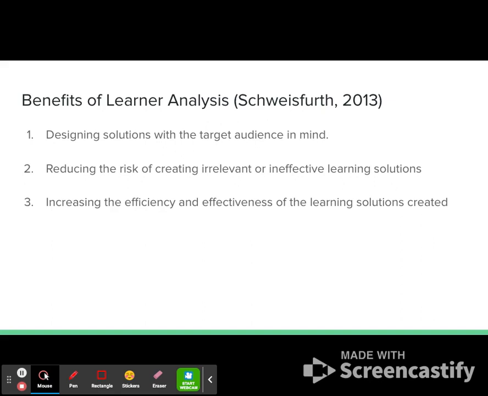Finally, learner analysis can help to increase the efficiency and effectiveness of the learning solutions that are created. By tailoring solutions to the specific needs of learners, we can create solutions that are more engaging and effective, which ultimately lead to improved learning outcomes.